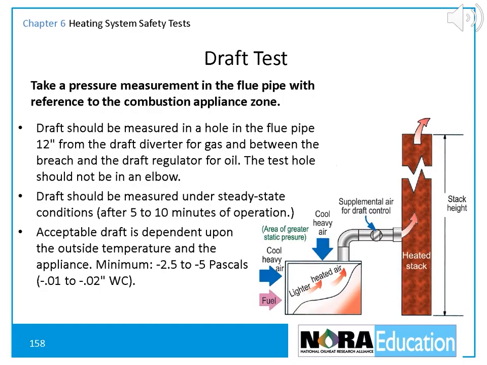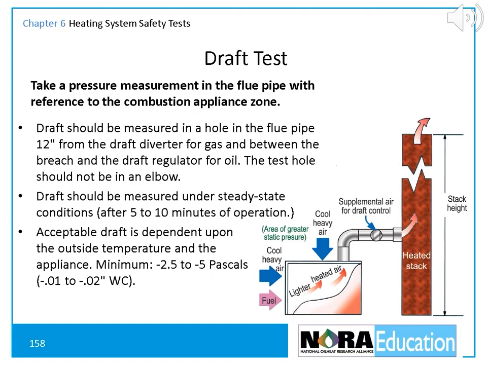The next test home performance contractors perform is a draft test. To do this, take a pressure measurement in the flue pipe with reference to the combustion appliance zone. In other words, hold your draft gauge in the room and stick the probe into the flue pipe. Draft should be measured in a hole in the flue pipe 12 inches from the draft diverter for gas and between the breech and the draft regulator for oil. Remember, never test in an elbow. Okay? Draft should be measured under steady state conditions, that is, after about 5 or 10 minutes of operation.